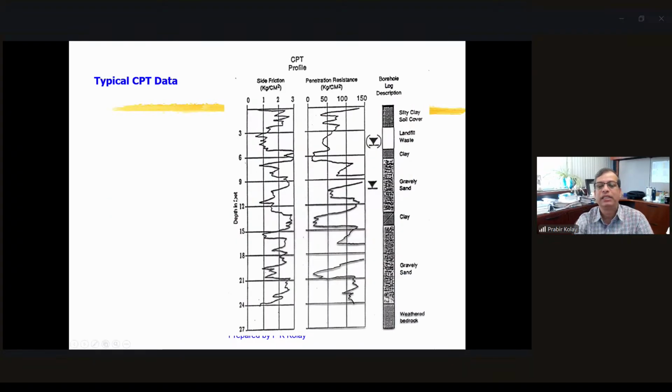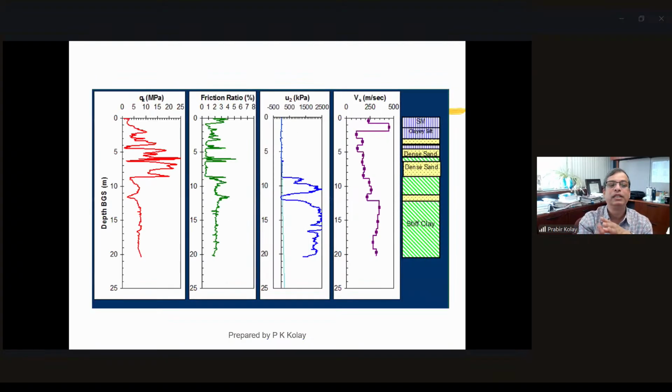So most of the time, this is the typical data. Obviously, if you see in a particular site the penetration resistance is more, meaning that at a particular depth there is a sandy type soil. If you see that at a particular depth the skin friction is more, obviously at that particular depth clay is there. Okay, so you have an idea. So obviously you need to read this chart carefully.